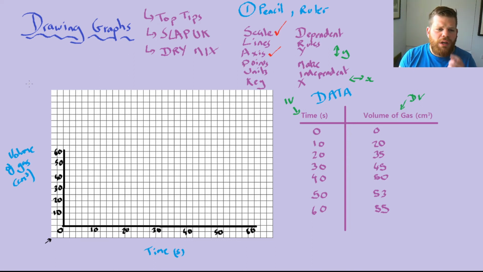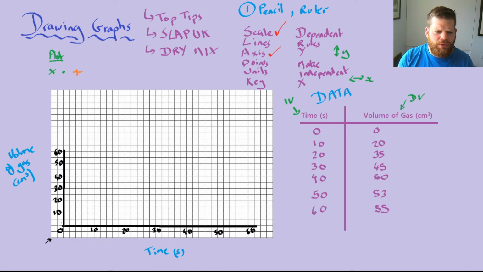So now we're on to plotting our points. When we plot points, we could use a number of different symbols. We could use crosses, we could use dots, but my personal favourite is using a cross like this that's in line with the graph paper. The reason is that when you've finished the graph, it makes it a bit easier to spot certain patterns and various other things. So let's stick with this one, and we're going to plot our points.